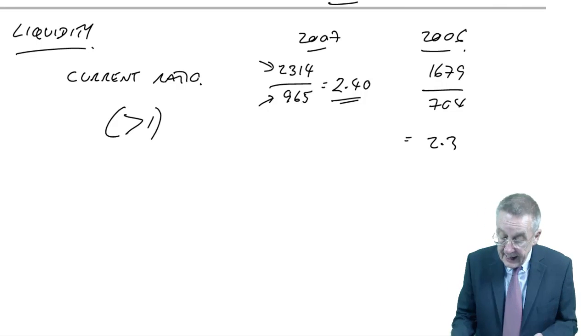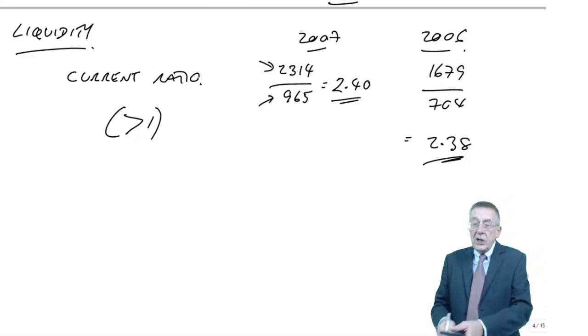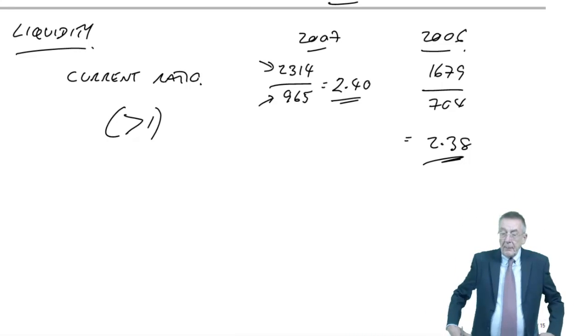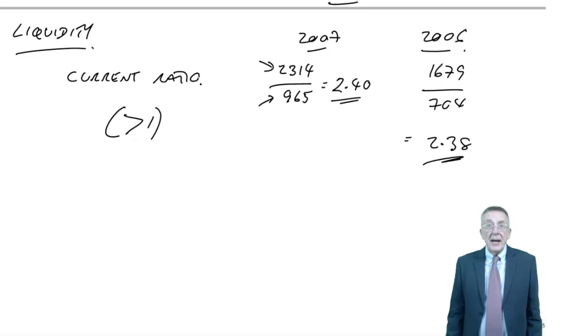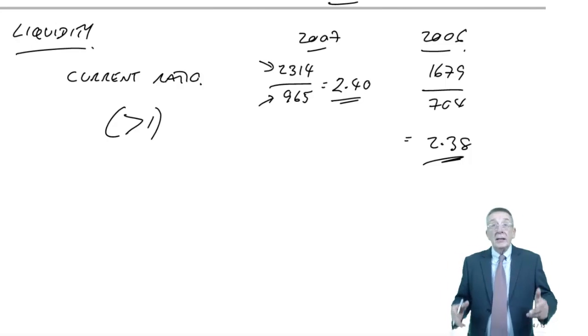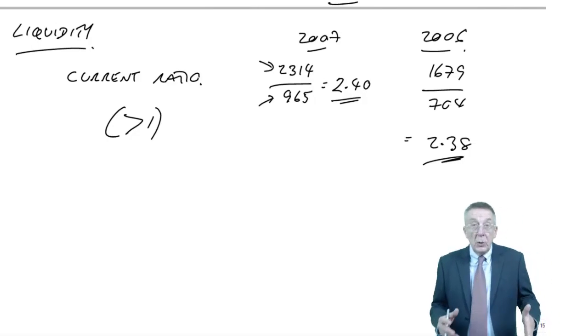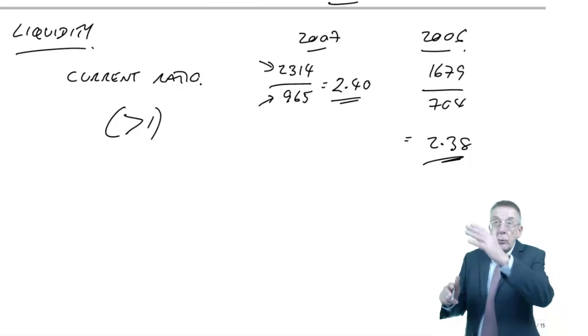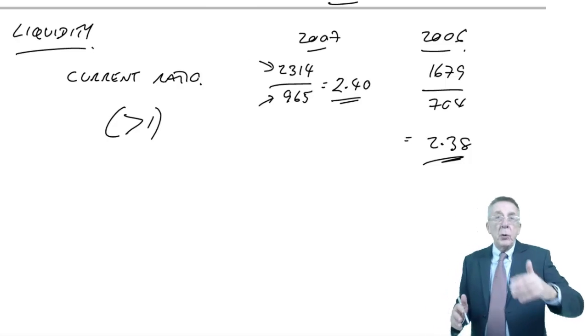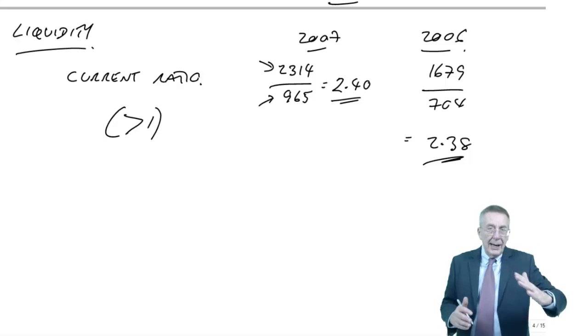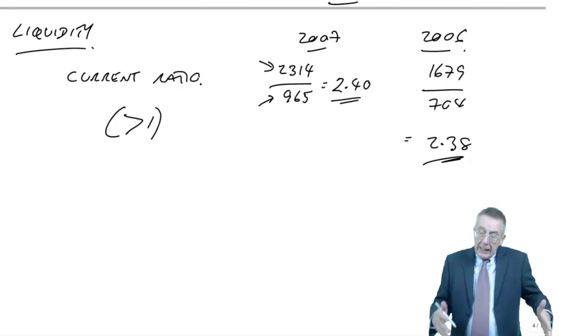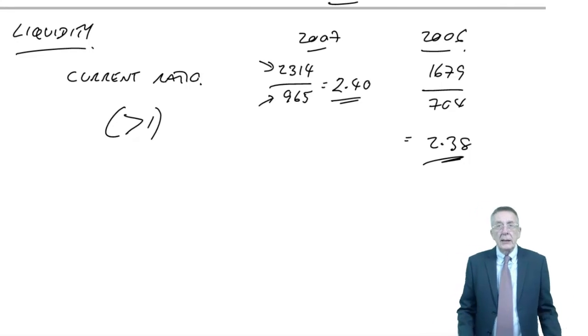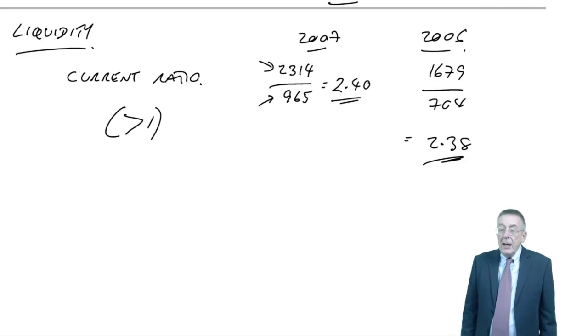2.38. So there's hardly any change. Not a lot we can say there. Okay, it's more than one, and so there's no short-term problem. Even if it was still above one, but if over a period it was going down, I may start to get worried. Why is it going down? Maybe in the future we'll hit a problem if we don't do something.